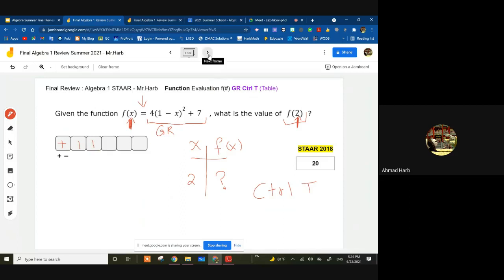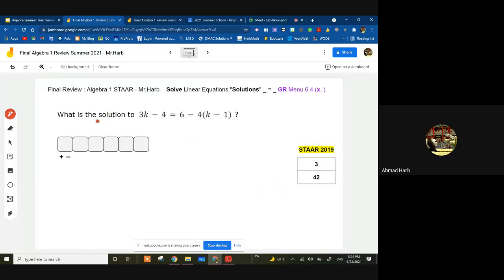The next one is asking about the solution, but again, there's an equal sign. What are you going to do with the equal sign? We're going to graph. But the idea in this one, we're going to graph the left side, and we're going to press tab and graph the next one. We're going to switch the k to x because we cannot graph k. And we're going to find where they cross. And the first number would be the solution. Okay? So let's try to do that.